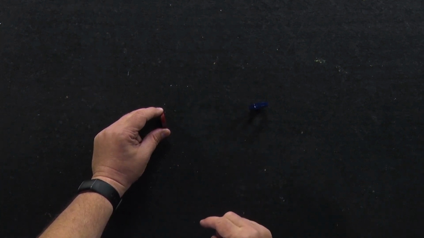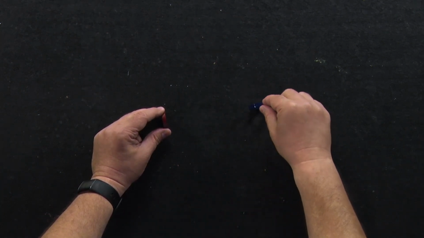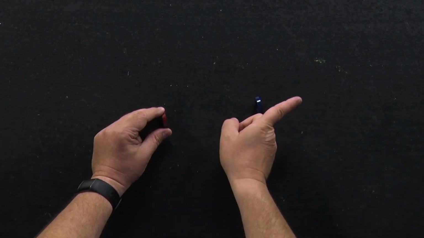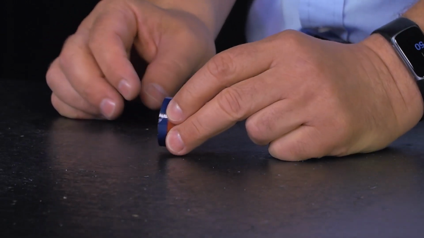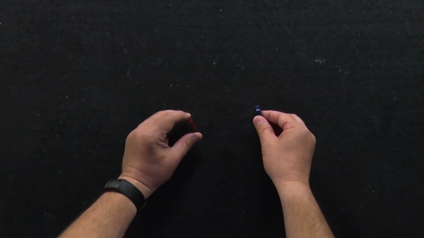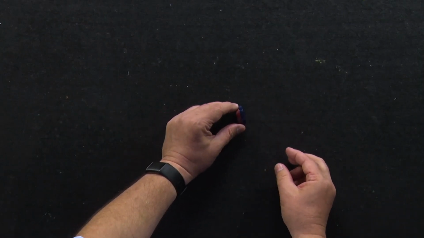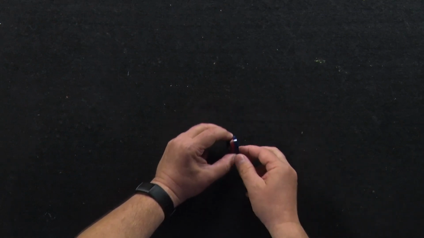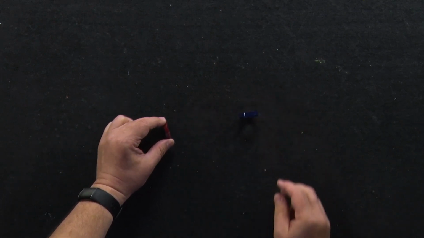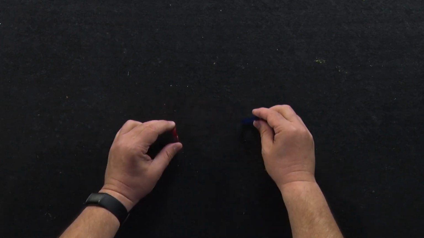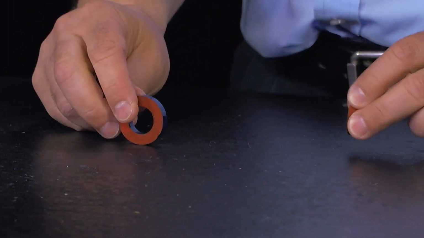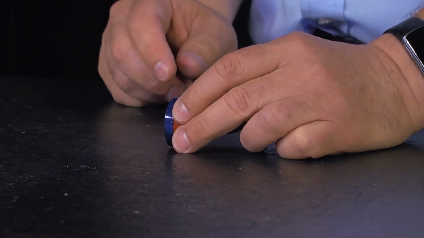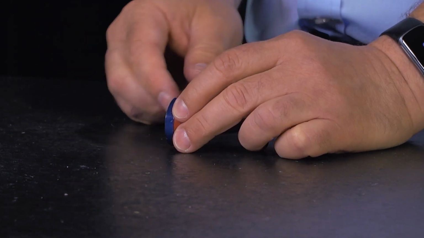Now, two things are going to happen. The first thing is that this magnet is going to turn to align its north pole with the magnetic field. And then the second thing that's going to happen is once the magnet is aligned with the magnetic field, it's going to be attracted to the other magnet. So let's do that again. You see that two things happen. First, the magnet turns to align itself with the magnetic field, and then it is attracted to the other magnet.